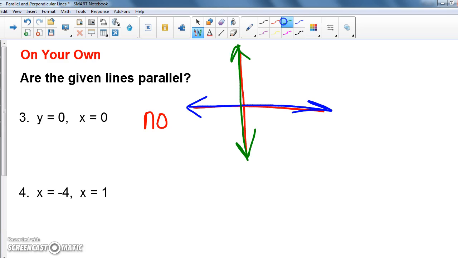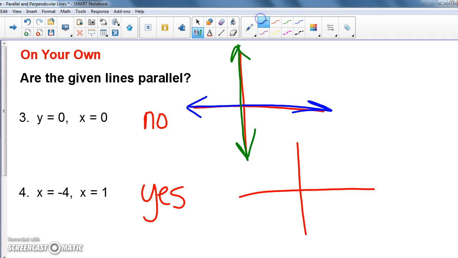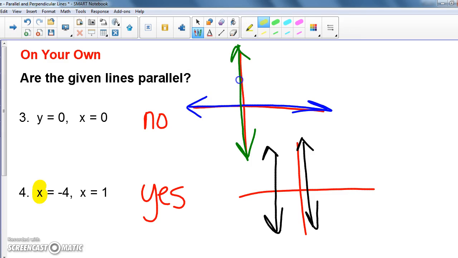And if you look at number 4, those are parallel. We have an x equals and a y and another x equals. Those two are parallel. If we graph those, they're going to look like this. X equals -4, x equals 1. Okay? So, just to review, when these are the same and there's just numbers on the right, they are parallel. When these are different and there's just numbers on the right, they are not parallel. They're actually perpendicular, and we'll get to that in a minute.